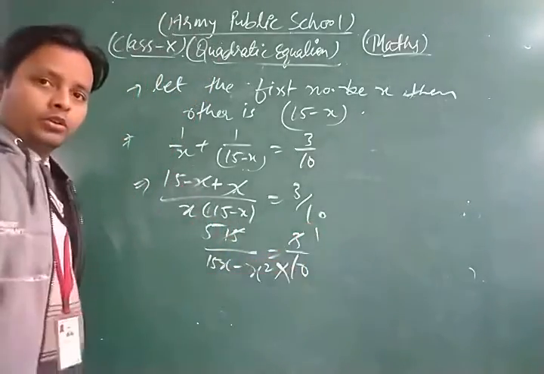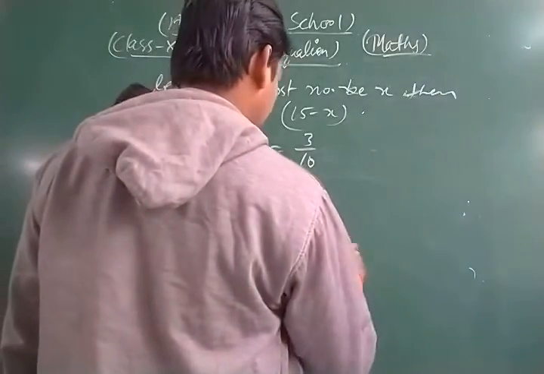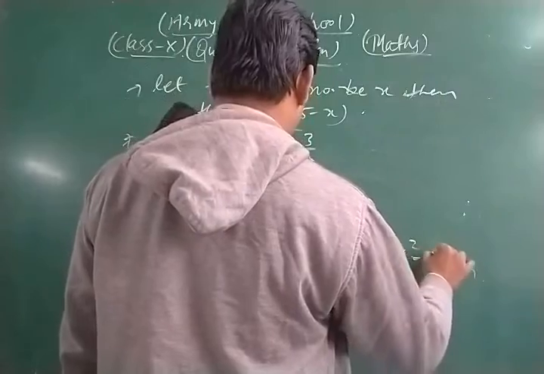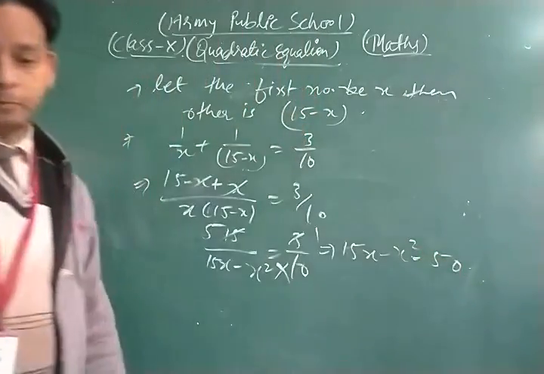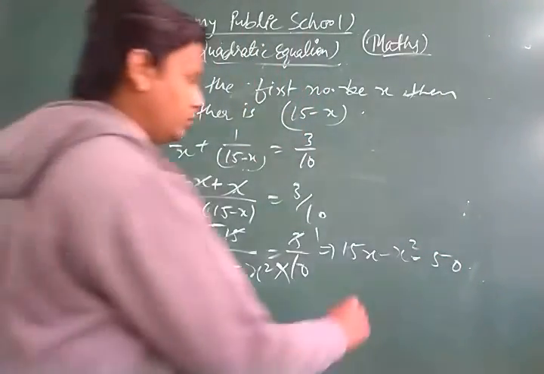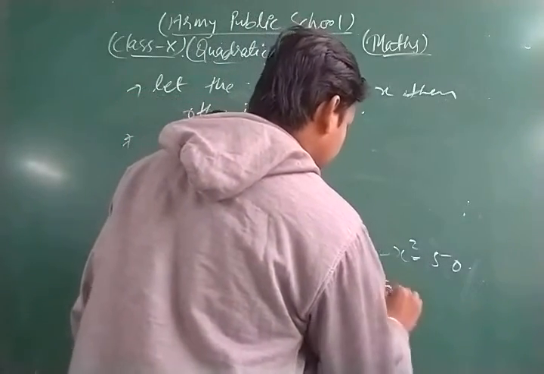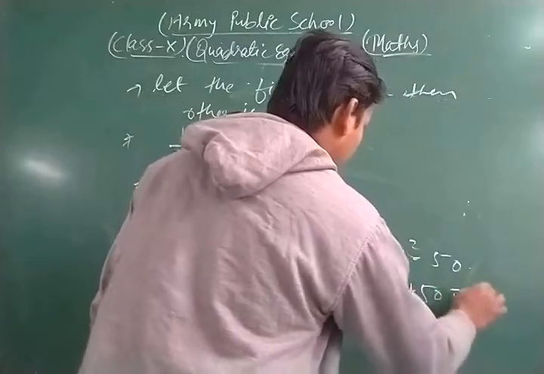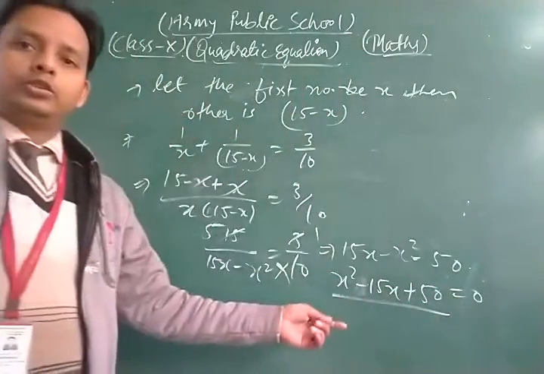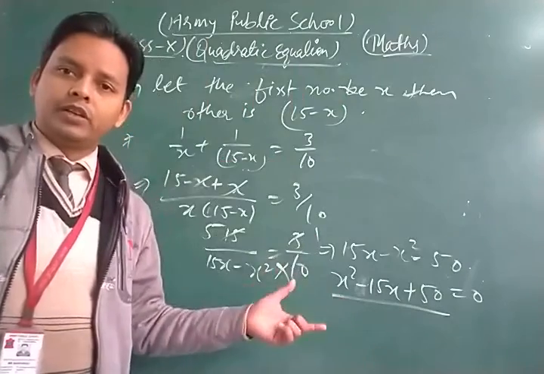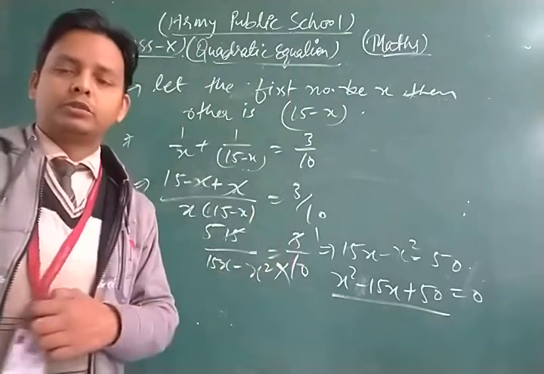Now we do cross multiplication. So we get 15x minus x square is equal to 50. Okay, now this is x square minus 15x plus 50 is equal to 0. Now you just factorize them and find the required numbers. In this way, you can solve that type of question based on numbers.